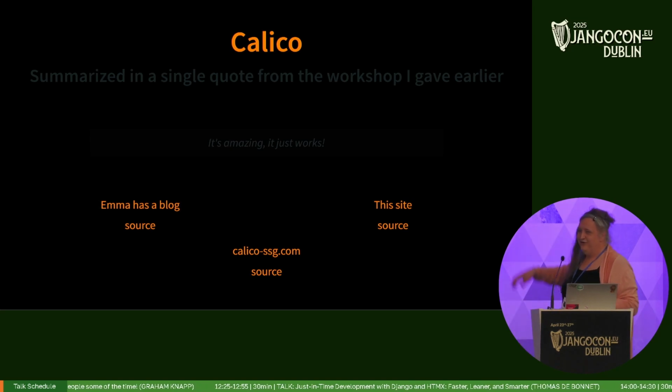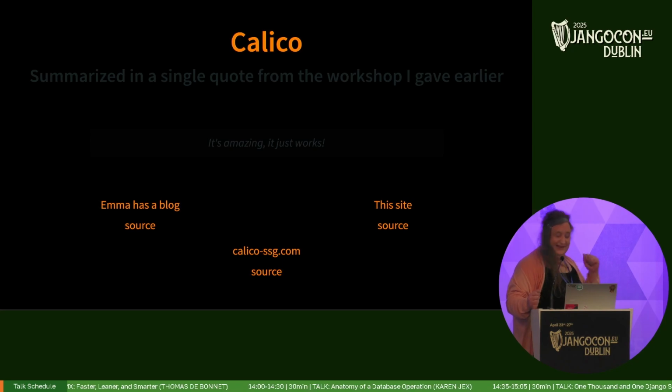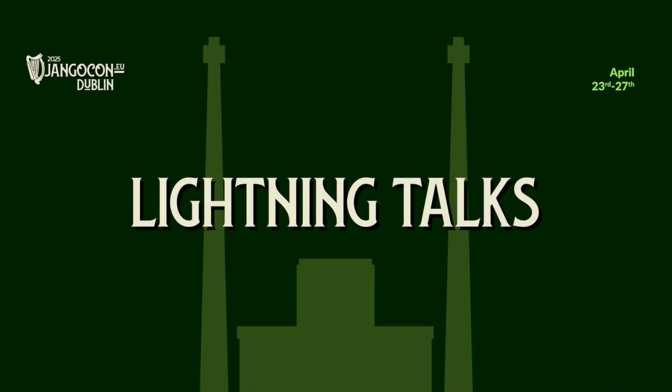You've got links there to see a few examples of the source codes of websites that are made with Django HTML, with Calico SSG, and I think I made it in time. Yes. So the next one is from Fabian Braun.